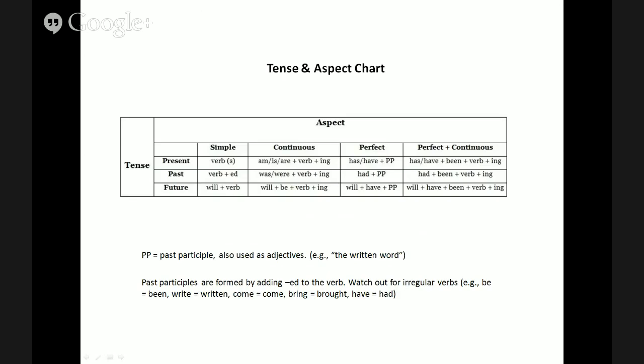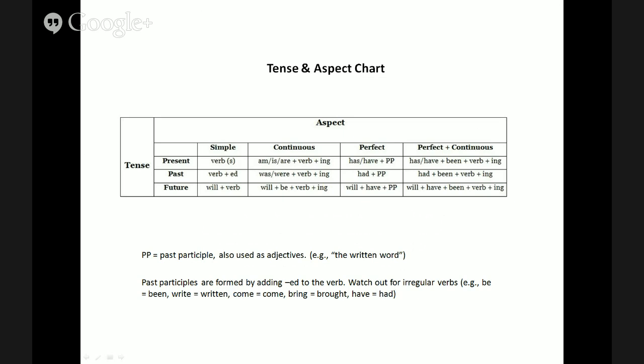Here is my tense and aspect chart. I'm actually going to skip future tense in this workshop, just because I'm focusing more on fiction and editing fiction or even nonfiction, and oftentimes we don't really use future tense, especially in narrative, so I'm just going to focus on past and present. But this is kind of how it is. This is my nice chart. It gives you a pretty good idea.